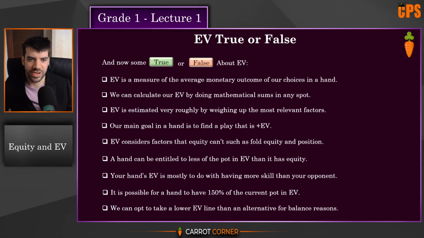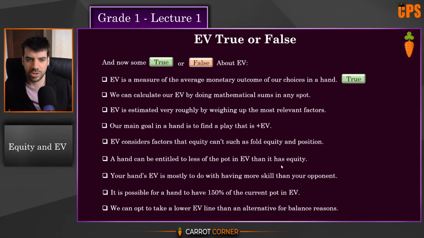So, first statement, EV is a measure of the average monetary outcome of our choices in a hand. This is a very good definition of EV. This is exactly what EV is doing. Expected value, I should say, is the long version of EV. And what expected value does is it basically averages out the expected win or loss in chips of an action, though this can also be expressed as a percentage of the pot, and shows you the net result expected for your hand with a certain set of circumstances in place based on the entire game tree and the average of the value of every branch within that game tree. We'll talk more later about how poker is a tree of possibilities.